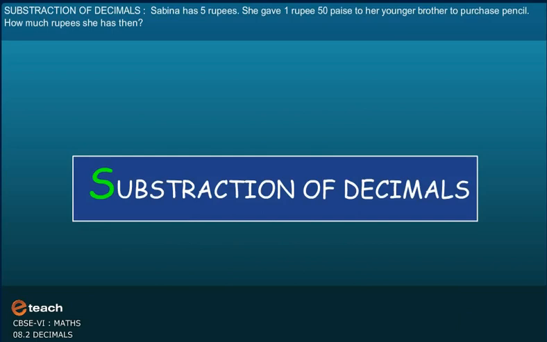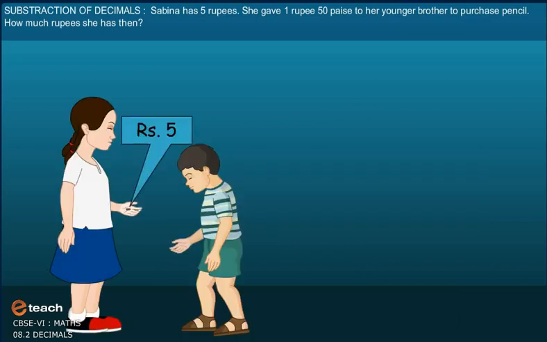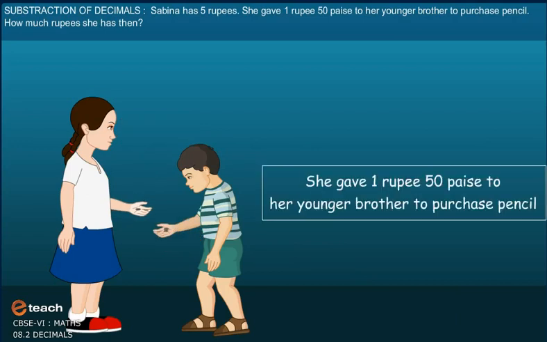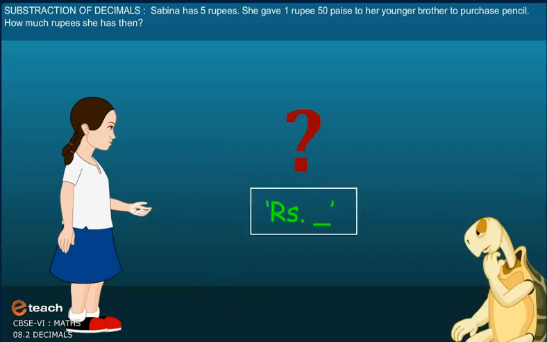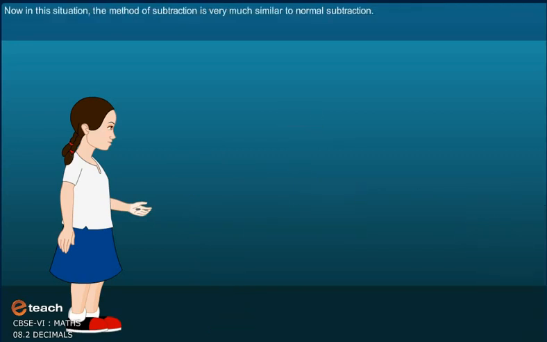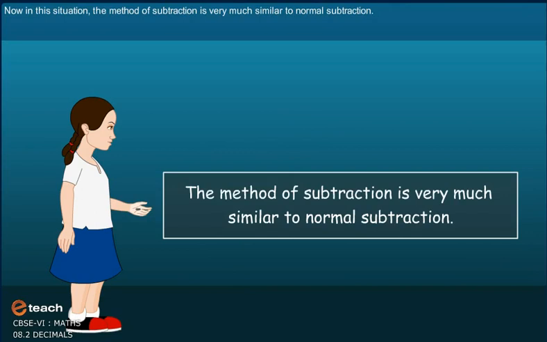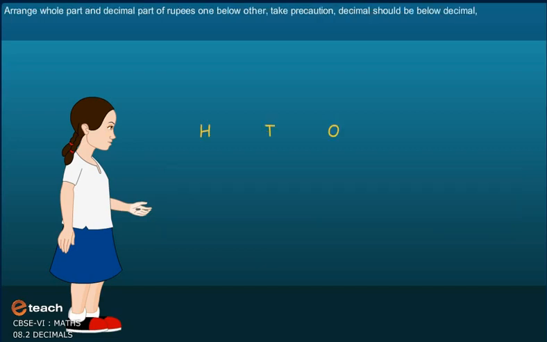Subtraction of decimals. Sabina has 5 rupees. She gave 1 rupee 50 paise to her younger brother to purchase a pencil. How much rupees does she have then? Now in this situation, the method of subtraction is very much similar to normal subtraction. Arrange the whole part and decimal part of rupees one below the other. Take precaution: decimal should be below decimal.